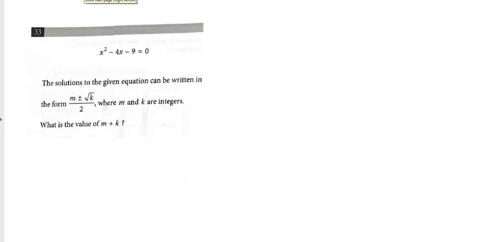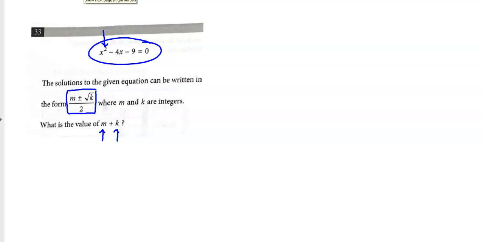All right, so this happened earlier in the test, and this again is a quadratic because the highest power is a 2. Normally I would try to factor on this problem. Problem is there's no two numbers that multiply to make 9 and add together to make 4. And I see this and I recognize this. That right there is a quadratic formula. And it basically wants me to solve it, and my answer is going to be in the quadratic formula. But then I need to figure out what m and k are and add those two together.